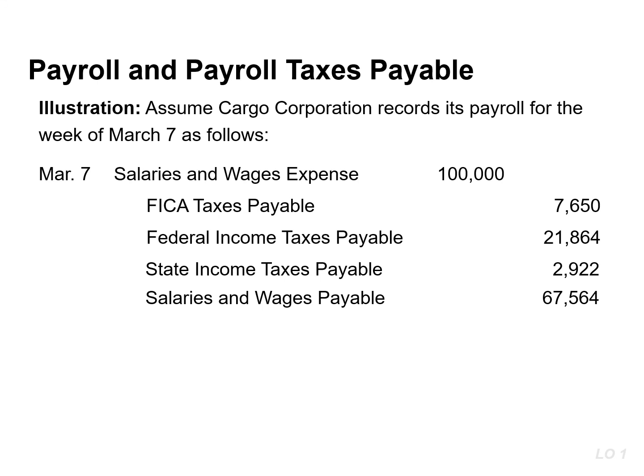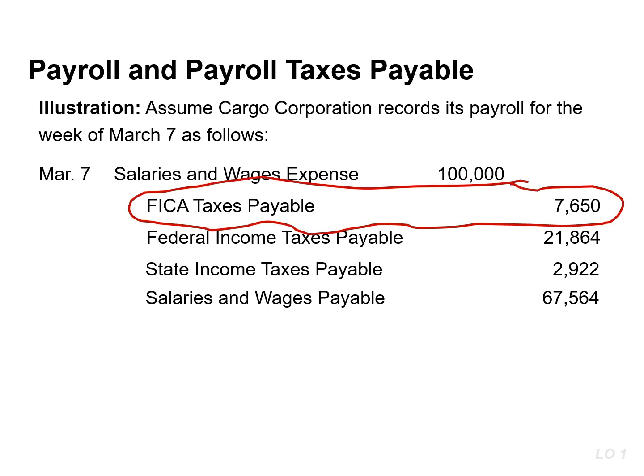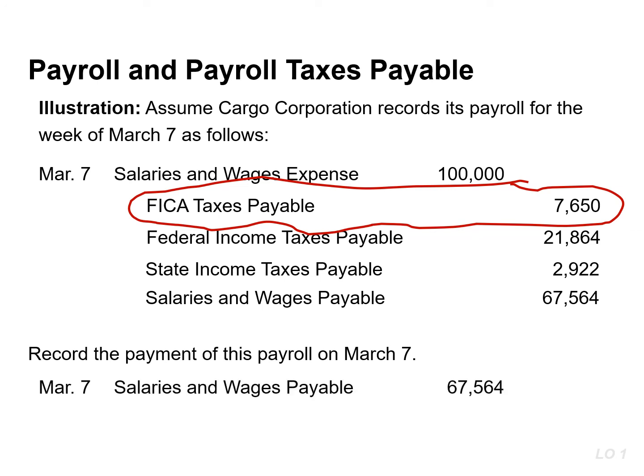This company must withhold these amounts and make the tax payments directly to the appropriate taxing authority. So it is essentially serving as a tax collector. Social Security taxes are often referred to as FICA taxes. These taxes are imposed in equal amounts on both the employee and the employer. This amount represents the employee's share. This company then records the payment of this payroll by debiting salary and wages payable for $67,564 and crediting cash for the same amount.